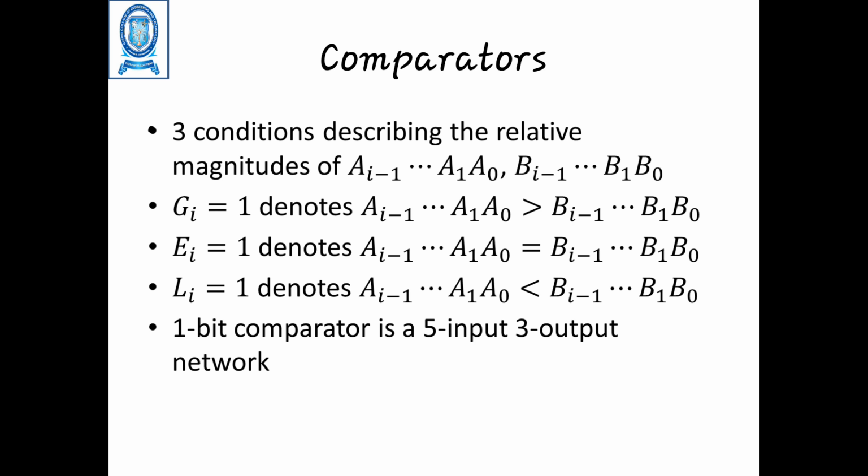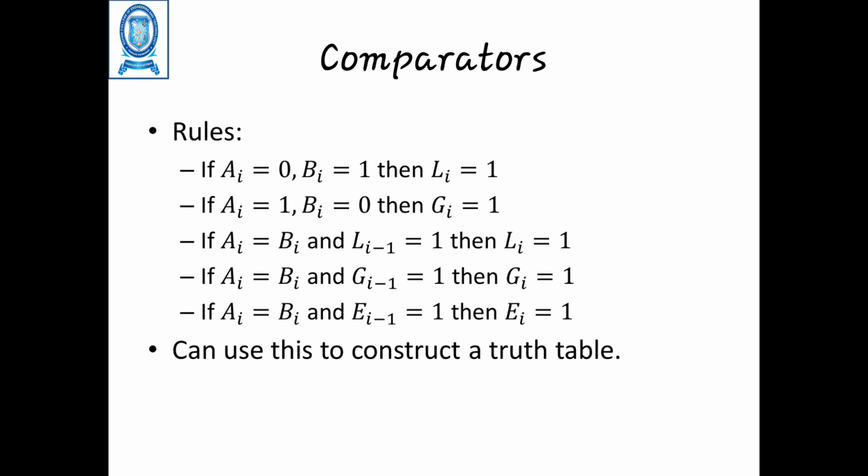And another, Gi equal to 1, denotes greater than. G means greater, E means equal, L means lesser. Gi equal to 1 means that A is greater than B. Ei equal to 1 means A is equal to B, and Li equal to 1 means A is less than B. So these are the concepts behind comparison.